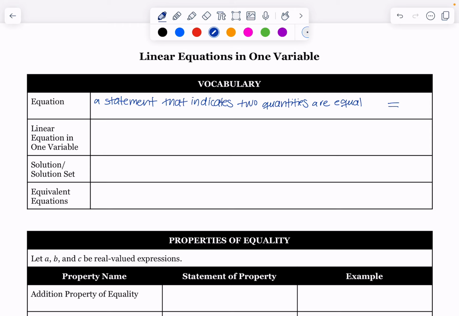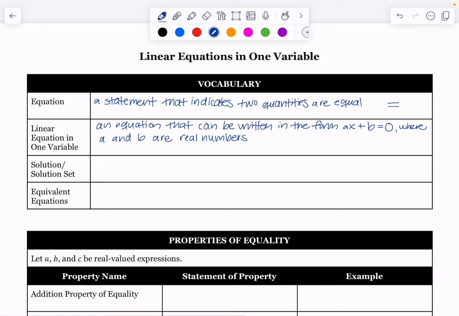Next, a linear equation in one variable is an equation that can be written in the form ax plus b equals 0, where a and b are real numbers, a is not equal to 0, and x is the variable.